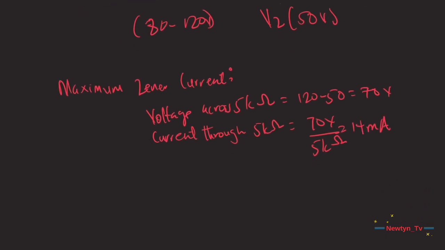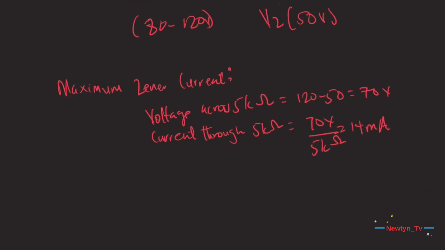All right, now let's look at the load current. The load current, which is IL, will be equal to 50 volts divided by 10 kilo ohms. Then we will have 5 milliampere.